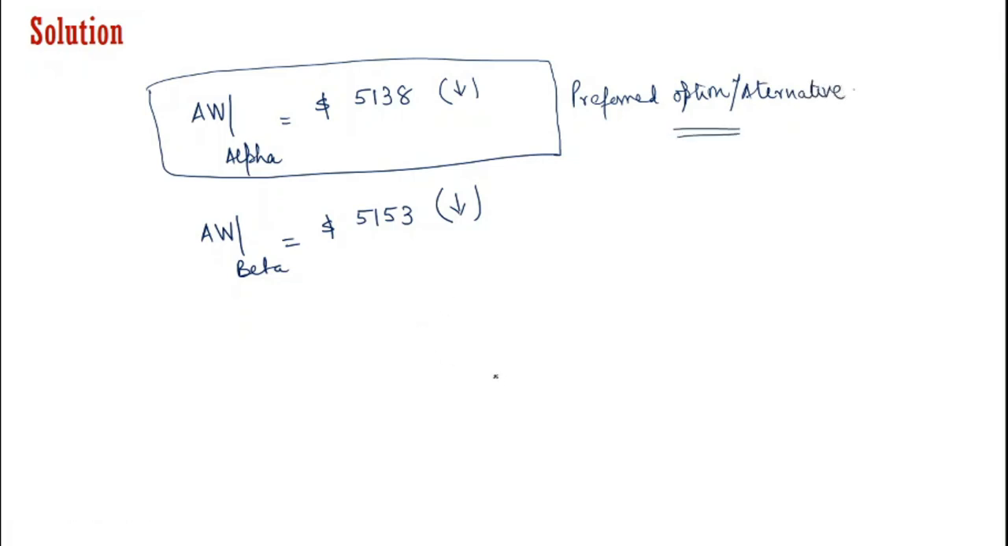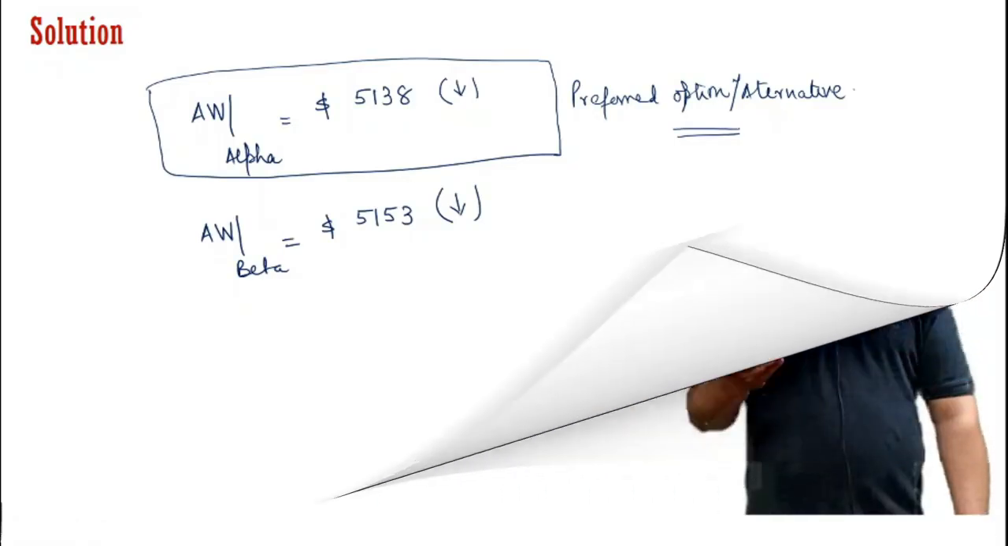So this is the solution to the problem, and the important thing to note here, repeating it once again, is that whenever we are solving cash flow comparisons based on annuities or on future worth, it's always better to compute the present worth first and then convert this present worth into annuities or future worth. So this is all about the annual worth method.